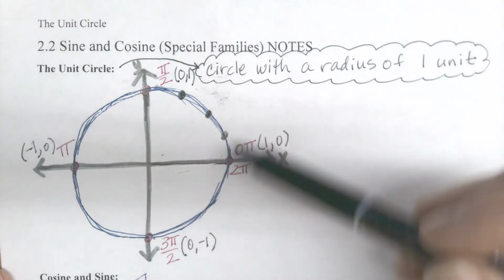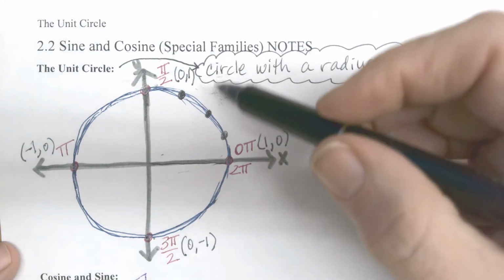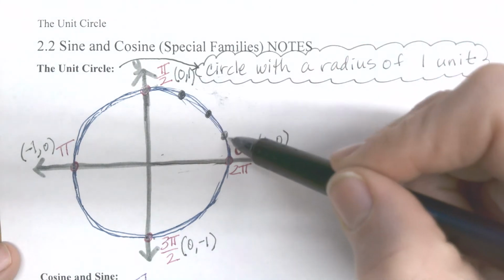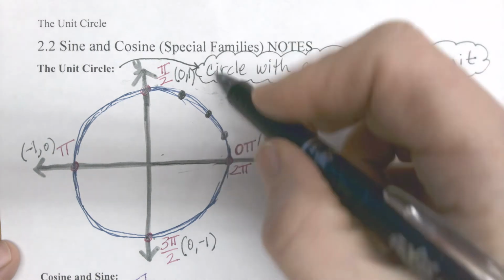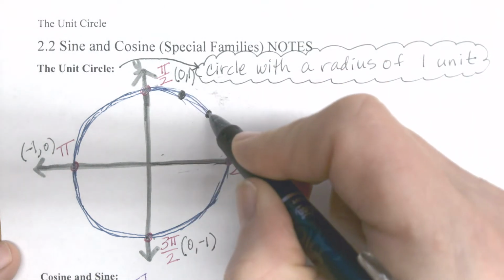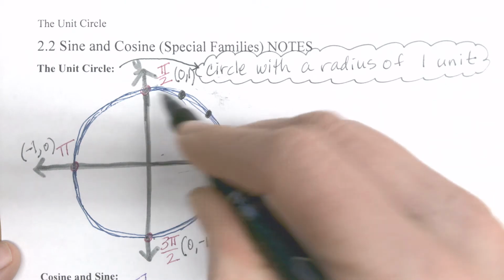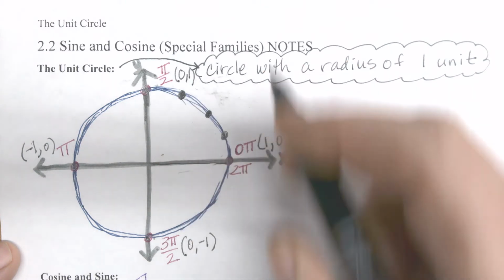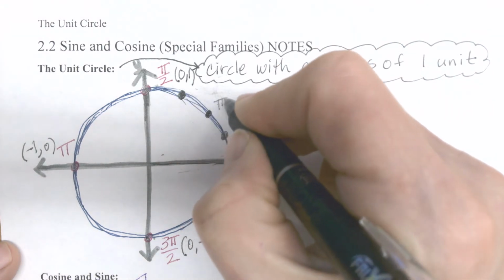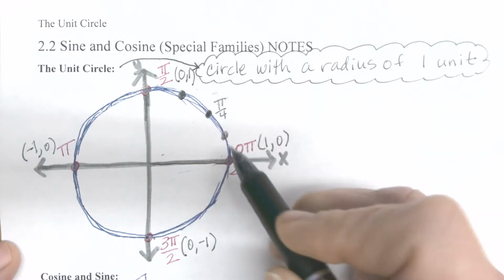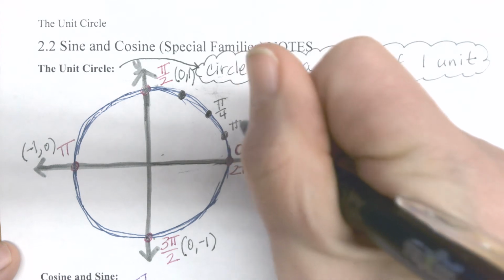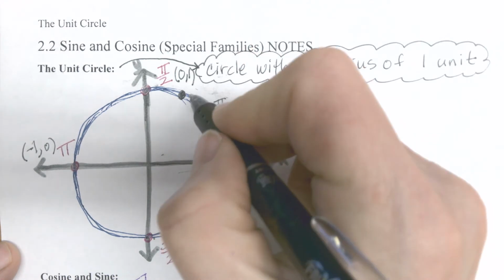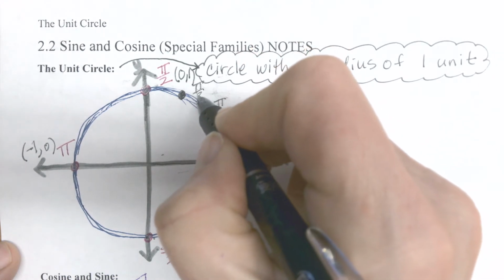So those are some main points that we've talked about, but we're also going to focus on 3 more points that are important on the unit circle. The first one is the one that falls smack dab in between 0 and pi over 2, and that is pi over 4. And then we'll also look at one that is pi over 6, and our last one we'll focus on is pi over 3.